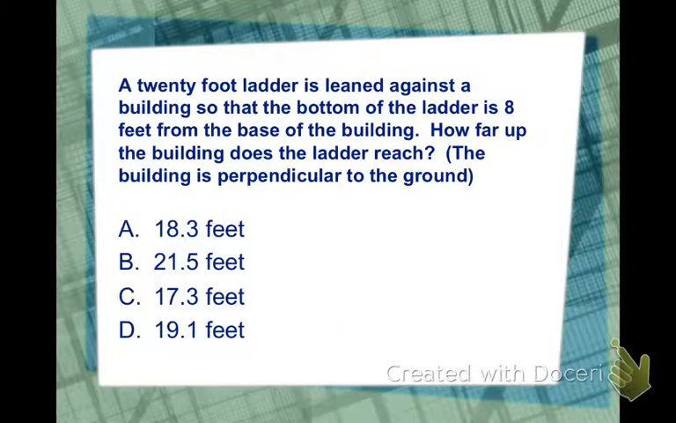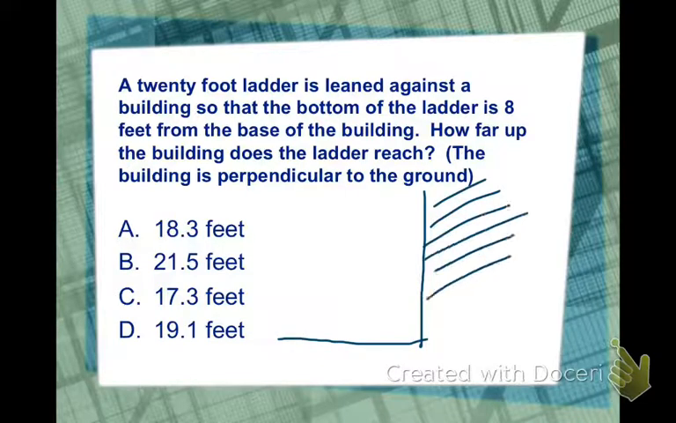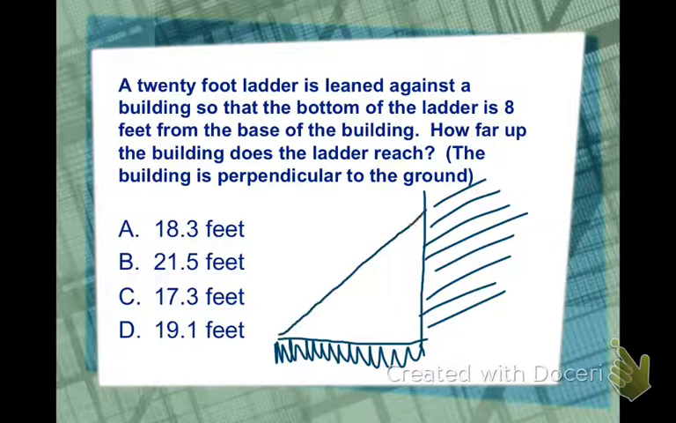Okay, a 20-foot ladder is leaned against the building so that the bottom of the ladder is 8 feet from the base of the building. How far up the building does the ladder reach? The building is perpendicular to the ground. So let's see if we can't draw ourselves a picture and try to understand this scenario. So we've got this building over here, right? We've got the ground underneath, and we've got this ladder leaning up against the building. Well, here's a right angle because the building's perpendicular to the ground.